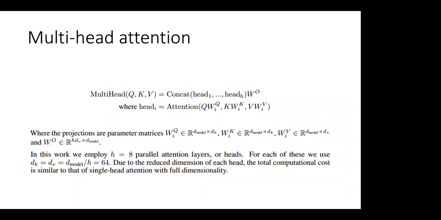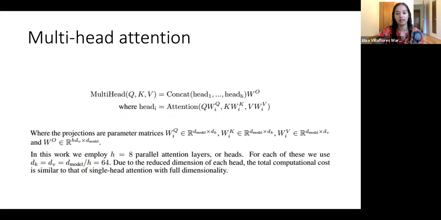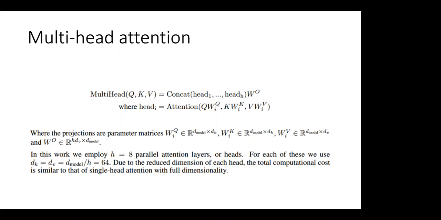So remind me, in your English to Korean example, the query was the word in English, the key was the mapping between the Korean equivalent and the English equivalent, and the value was the Korean equivalent. Yes. Okay. d_model, okay, d_v. In this work, we employ 8 parallel attention heads. For each of these, we use d_k equals d_v. I see. And d_model by 8, okay.